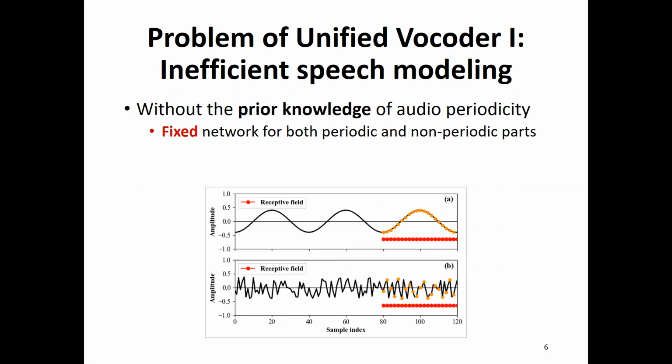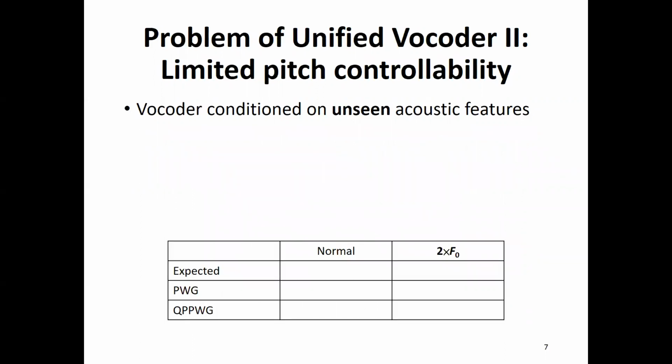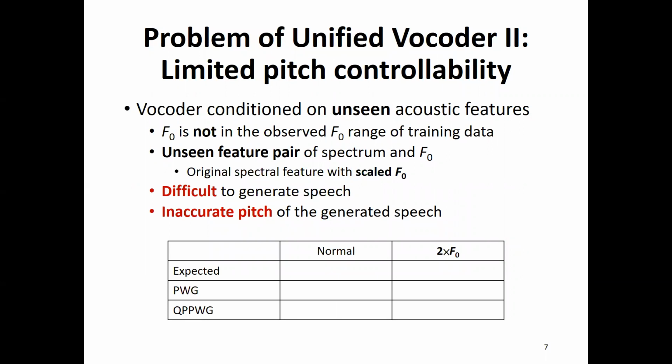For example, as shown in this figure, the fixed receptive length and the sampling sparsity make the network oversample the periodic signal, which means the receptive field includes many redundant samples. Furthermore, because of the unified model nature without prior knowledge of pitch, the unified vocoders do not explicitly model periodic components. Therefore, it is difficult for this vocoder to generate speech with an accurate pitch when conditioned on acoustic features with F0 not in the observed F0 range of training data, or on unseen spectra and F0 pairs.